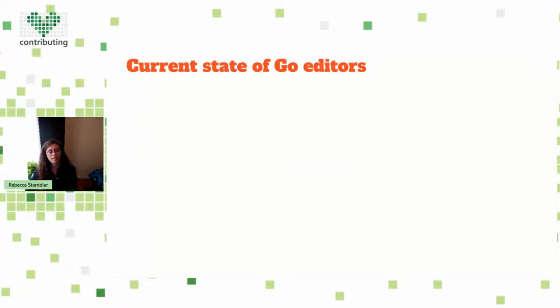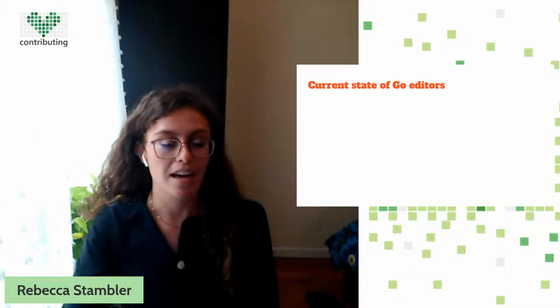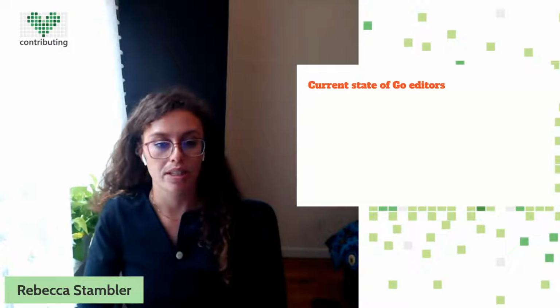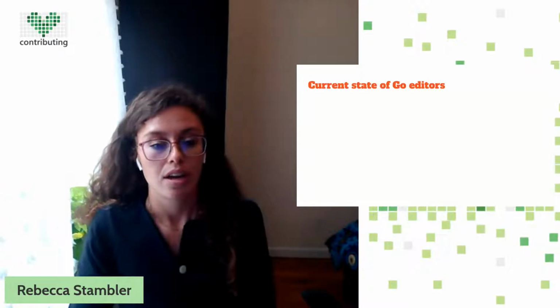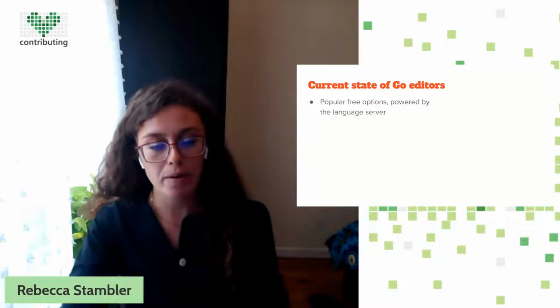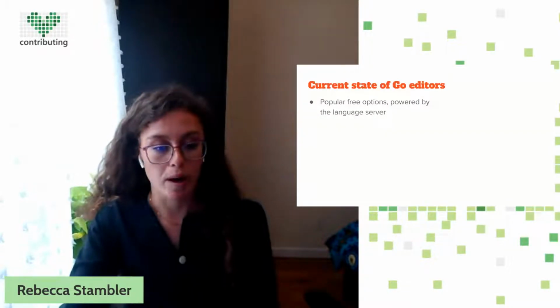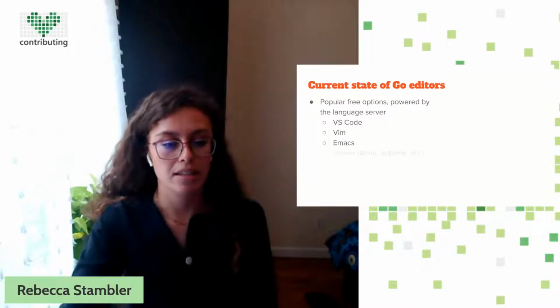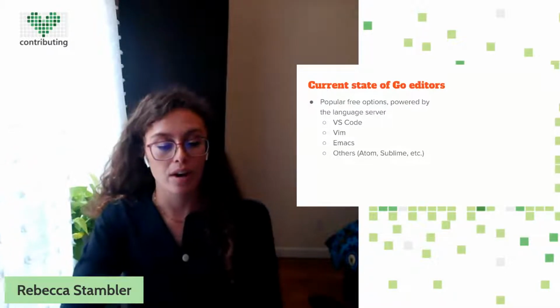And to step back a little bit, I'll talk a little bit about the current state of Go editors. So the language server is a generic thing, and it can work in almost any editor. So if you're just getting started with Go, you may think, okay, the first thing I need to do is set up the environment that I'm coding in. And so you will need to pick a Go editor. And so there's a lot of popular free options, and they're all powered by the language server that I'm talking about. And the most popular one of those is VS Code, and we already mentioned Vim, as well as other editors like Emacs, and some less popular editors like Sublime or Atom.